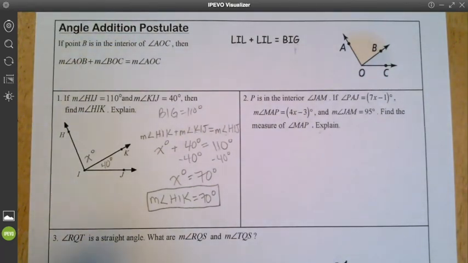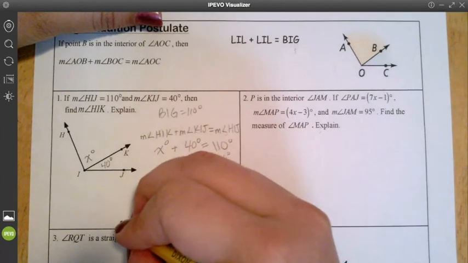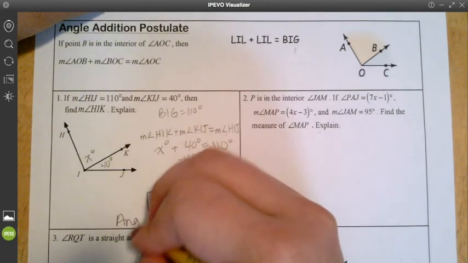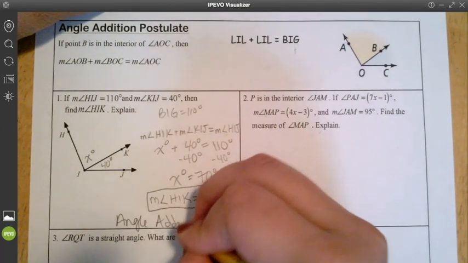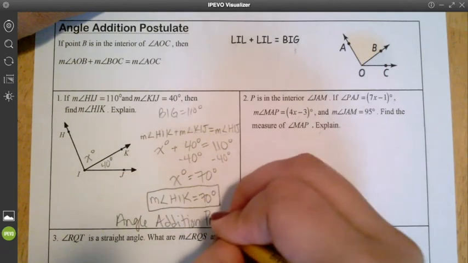Notice how I went back in order to find the question being asked. Explain, we use the angle addition postulate.